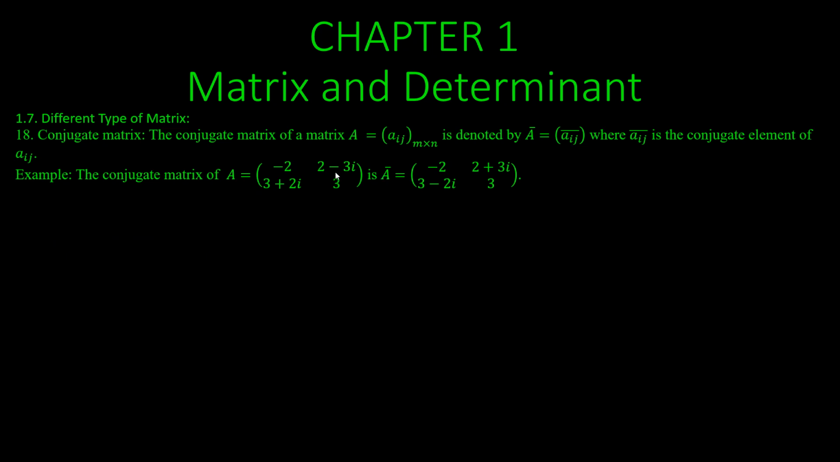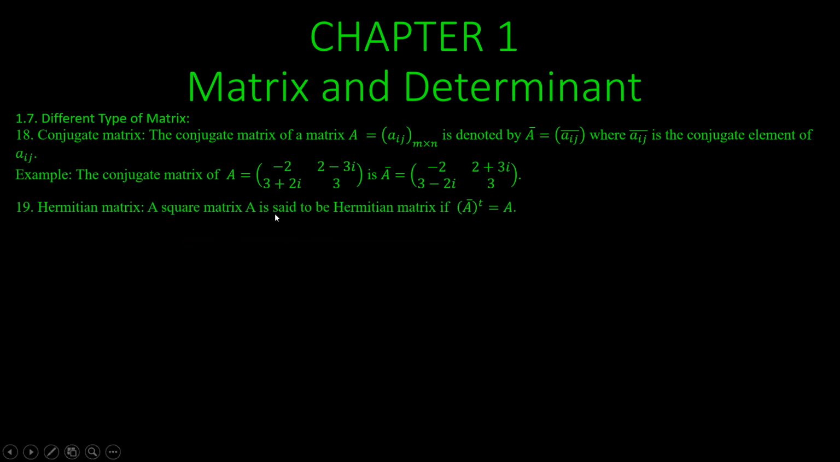And we have to change the complex entries here. The complex entries are 2 minus 3i and 3 plus 2i. So the conjugate complex of these entries is 2 plus 3i, and the conjugate complex of 3 plus 2i is 3 minus 2i, and all other entries will remain the same. That means they won't be changed. Then this matrix is known as the conjugate matrix of the given matrix.